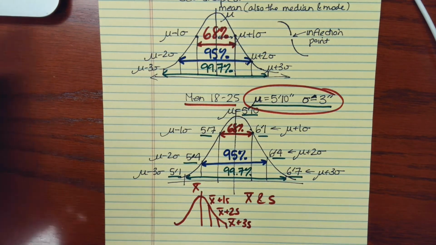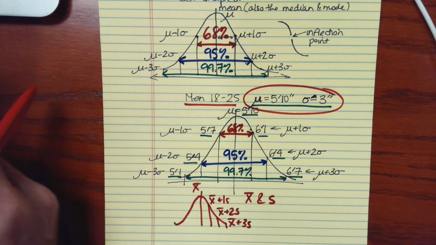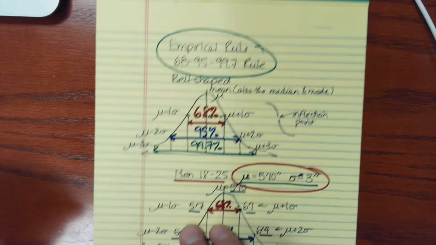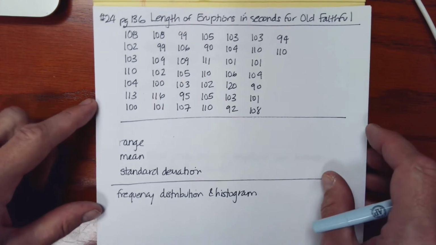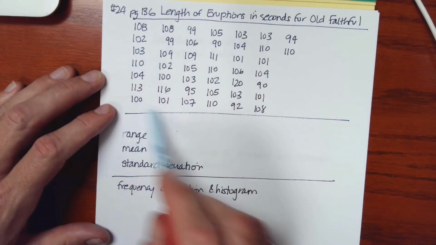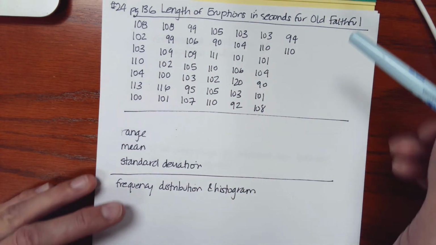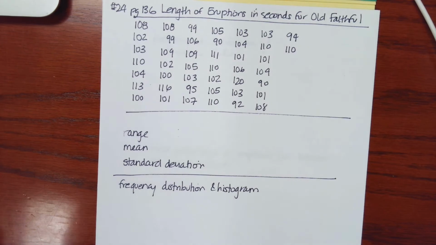So let's look at examples of how we might use this, to tie everything together from this chapter. This is a table with values. These are the lengths of eruptions in seconds for the Geyser Old Faithful.